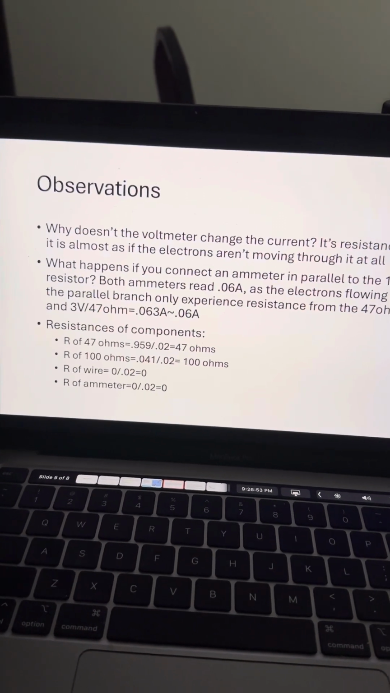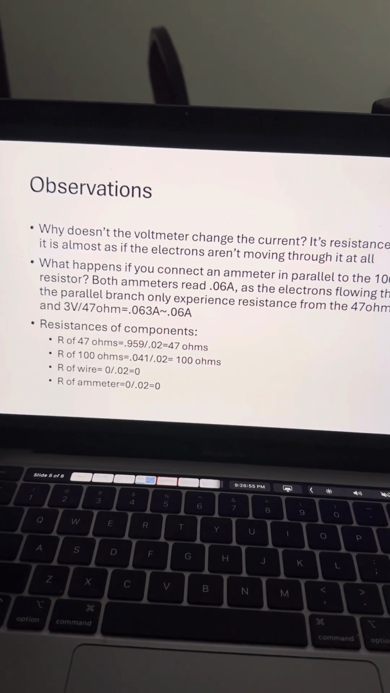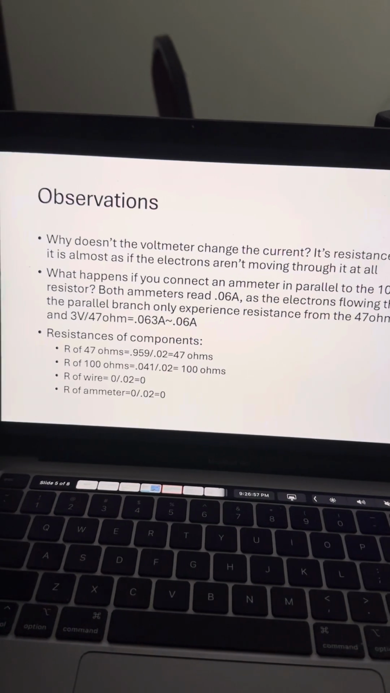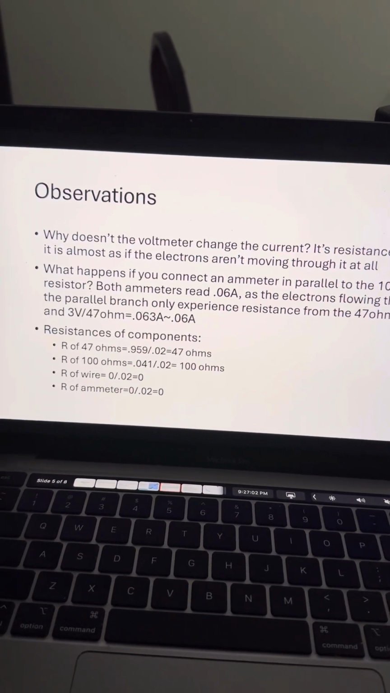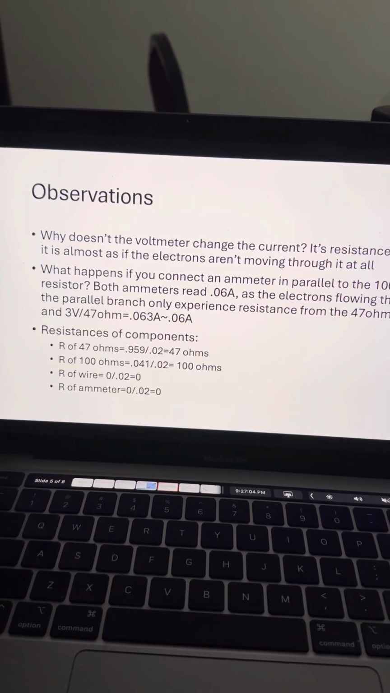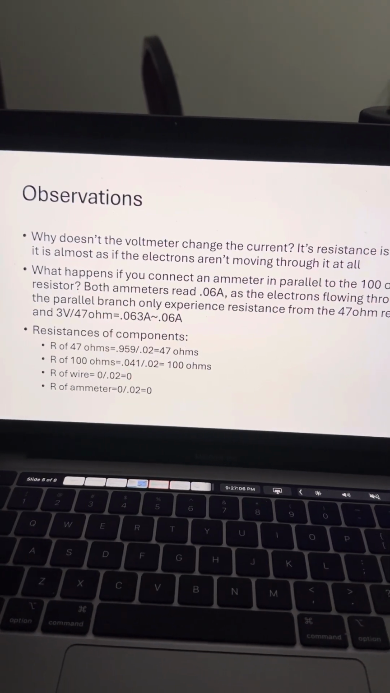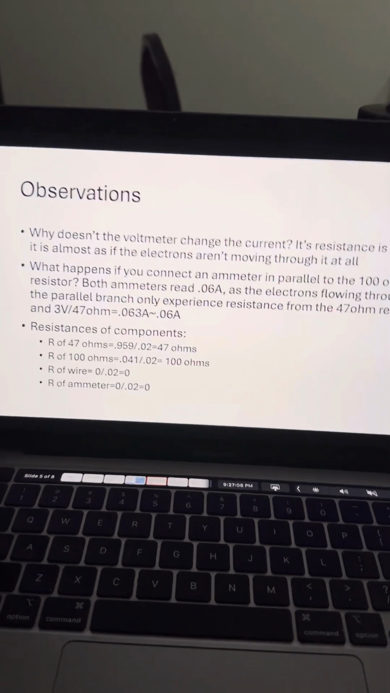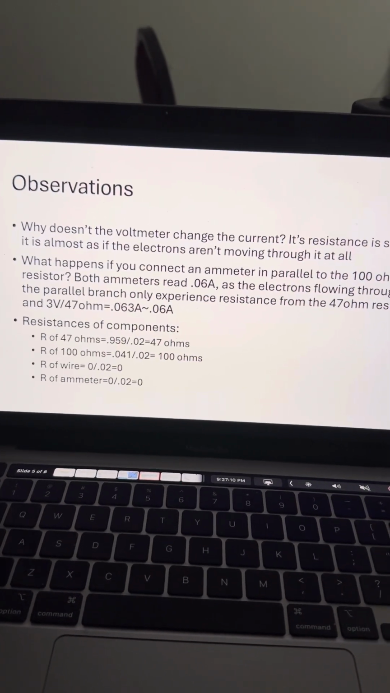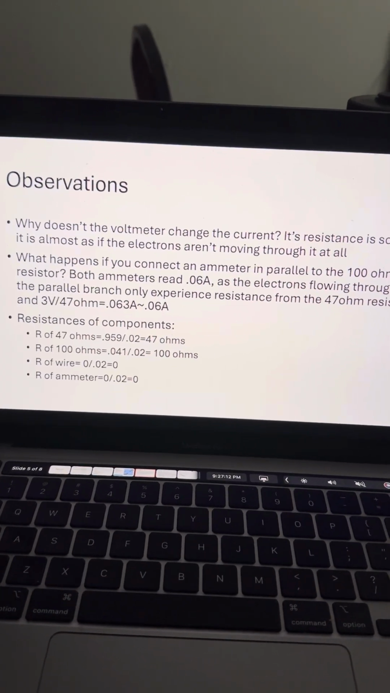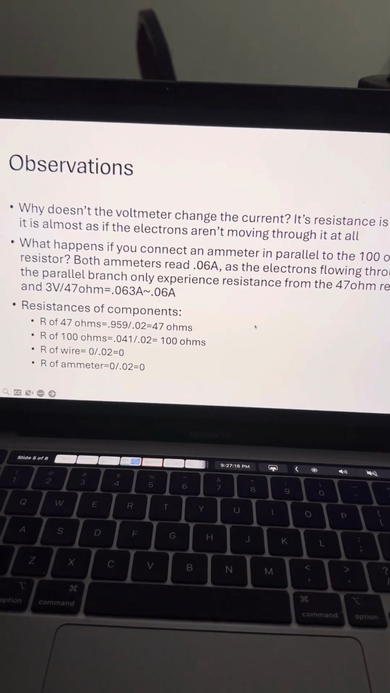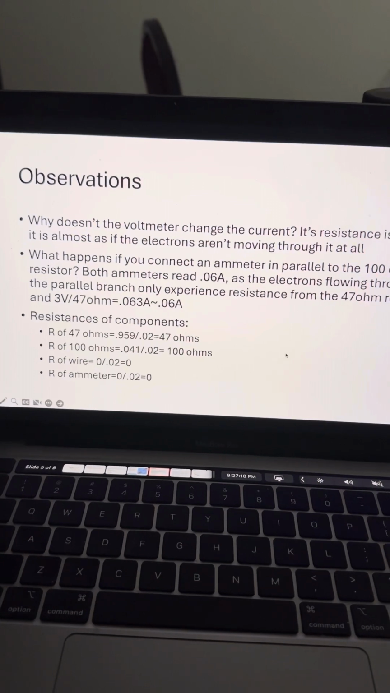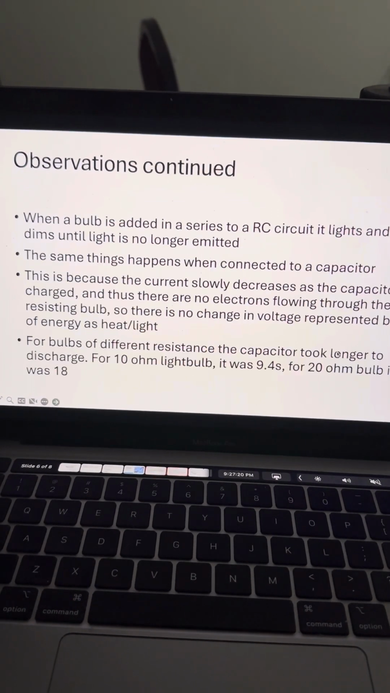What happens if you connect an ammeter in parallel to the 100 ohm resistor? Both ammeters read 0.06 amps, as the electrons flowing through the parallel branch only experience resistance from the 47 ohm resistor, and 3 volts over 47 ohms is 0.063, which is roughly 0.06 amps. And once again, here are the resistances of the various components.